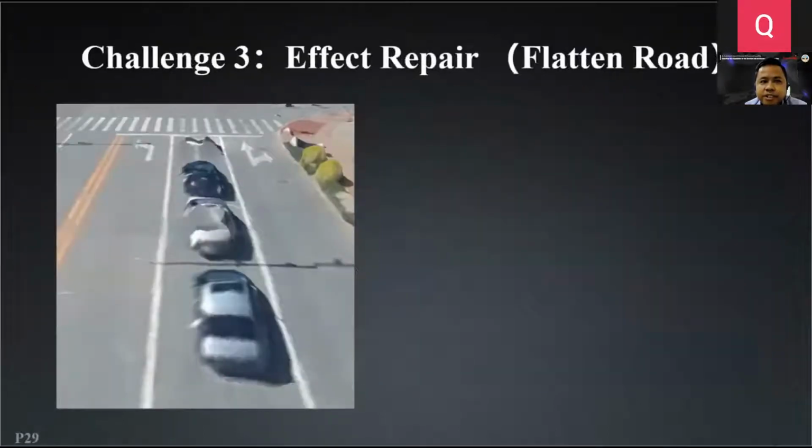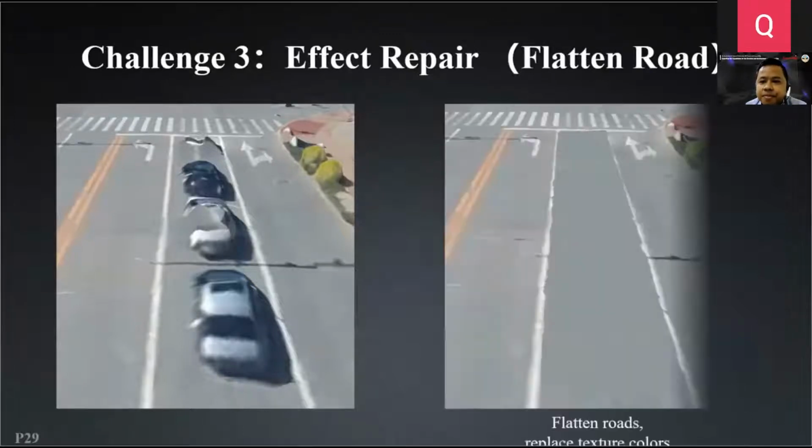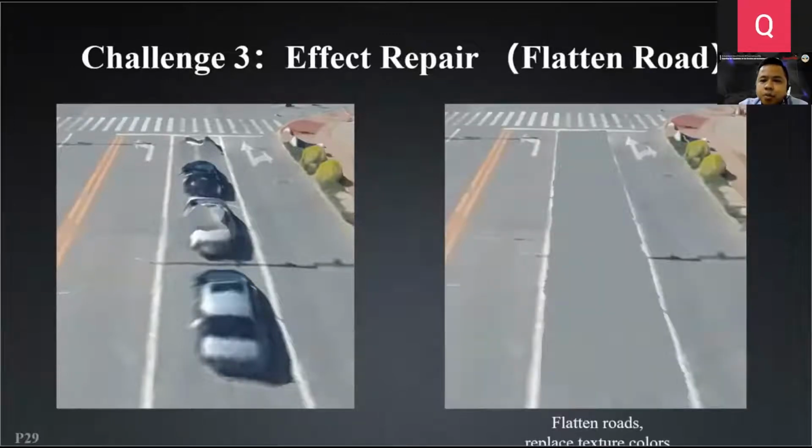The next challenge for effect repair is the flattened road. In SuperMap iDesktop, we can use the texture replace function to replace some parts of the terrain to make it look nicer, as the picture shows.